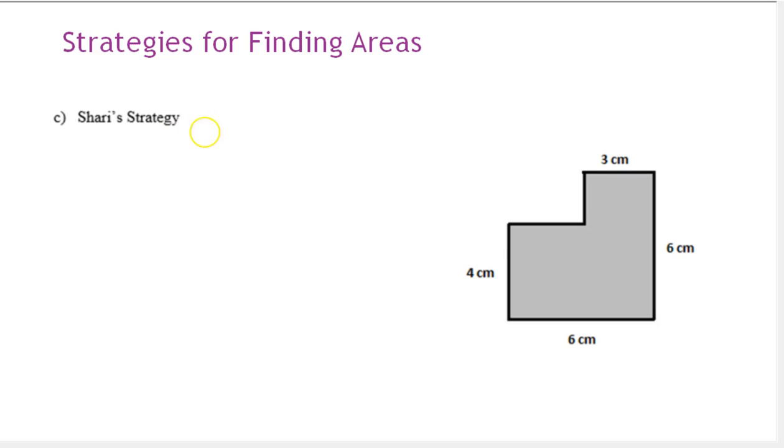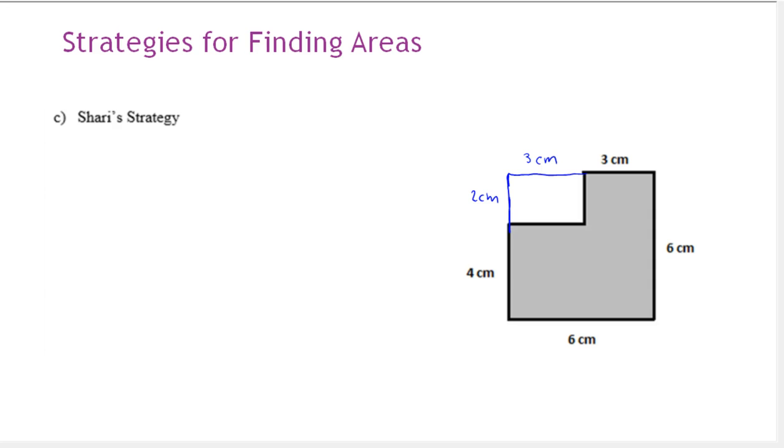Now let's see Shari's strategy. So Shari decided to imagine that she had a full rectangle. Okay, so let's look at these pieces. So this was 4. Since this is 6 and we made a rectangle, this must be 2, because 4 plus 2 will give us this total of 6. And this piece right here, which we found before, 3 plus this gives us 6, so this must be 3.